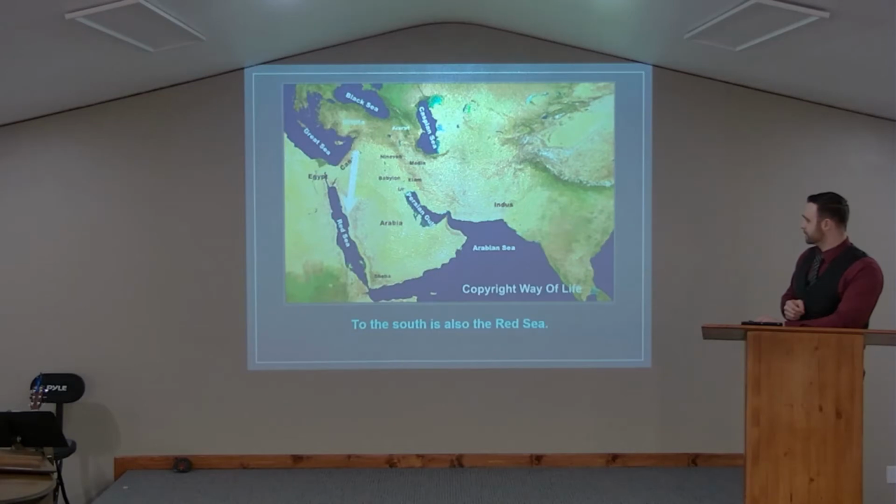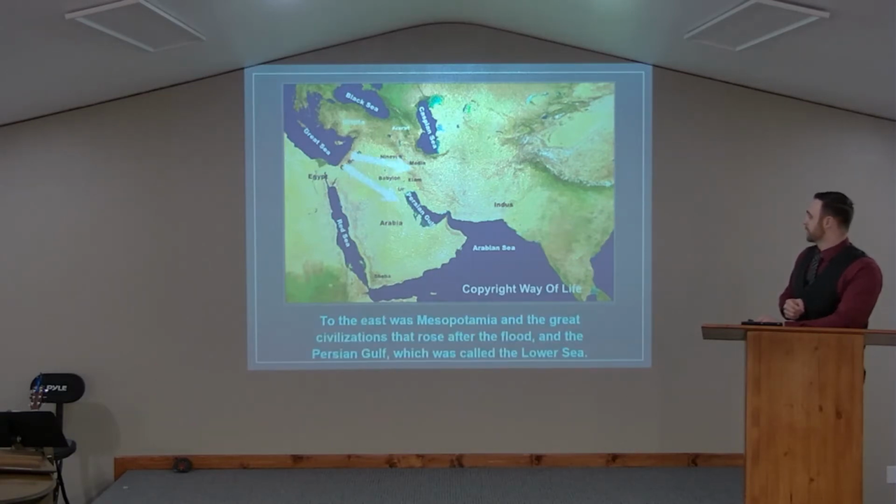The Red Sea is right there as well. To the east is Mesopotamia and some big civilizations that came about right after the flood. Also down here we have the Persian Gulf, which hooks onto the Arabian Sea. It's sometimes called the Lower Sea. So not only is Israel surrounded by lakes and seas, it's also surrounded by nations.